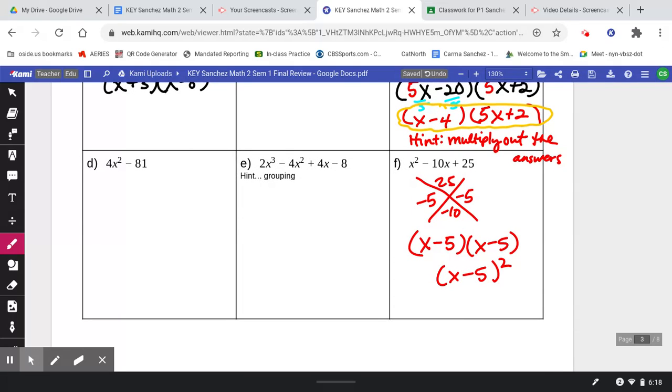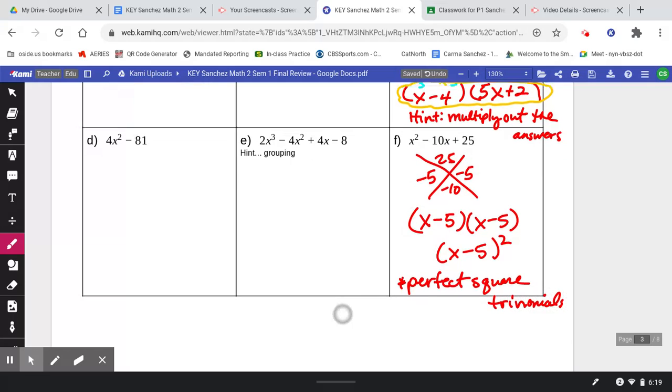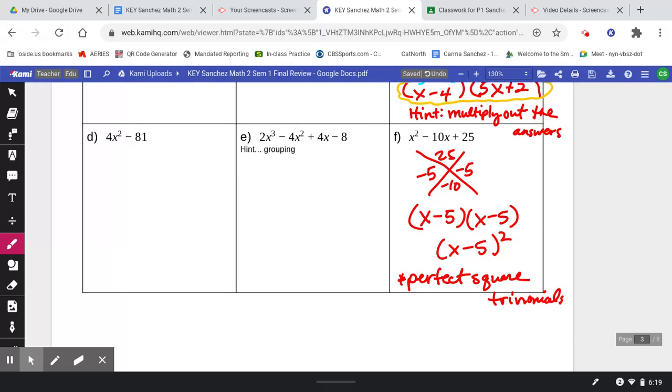So what is this called? This is called a perfect square trinomial. And you guys were eating, breathing, and sleeping perfect square trinomials when you did your completing the square, where you'd say half of 10 is 5, 5 squared is 25. And so how do you recognize a perfect square trinomial? It has a perfect square at the front, a perfect square at the back, and it has a double middle term.